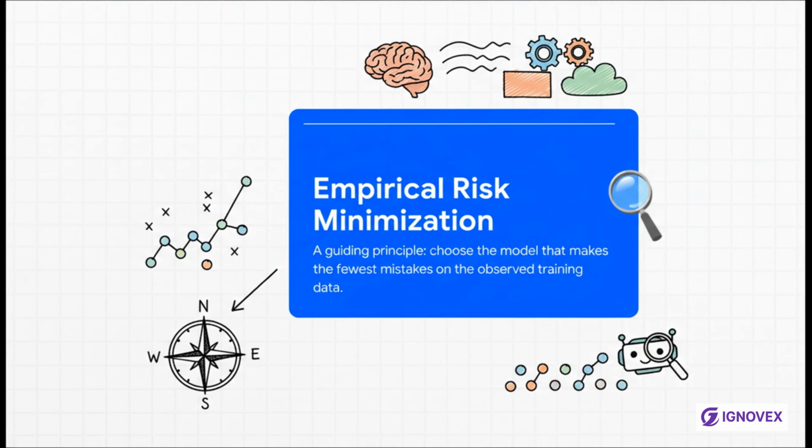Let's just break that name down. Empirical just means based on stuff you've actually seen, your data. Risk, that's just a formal word for error or mistakes. And minimization, well, that just means making that error as small as you possibly can. So ERM is just telling us, look at your data and pick the model that screws up the least. That's it. It's the compass for machine learning.